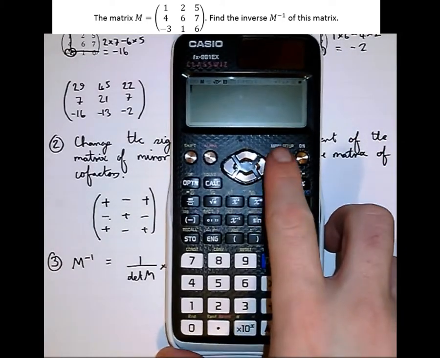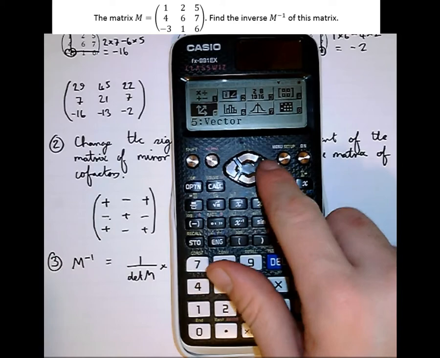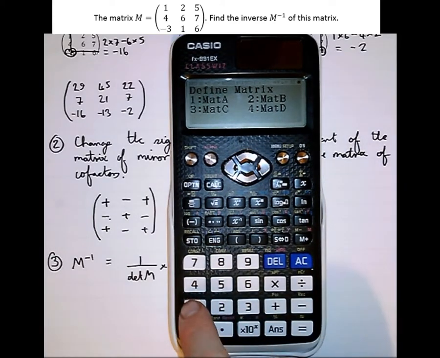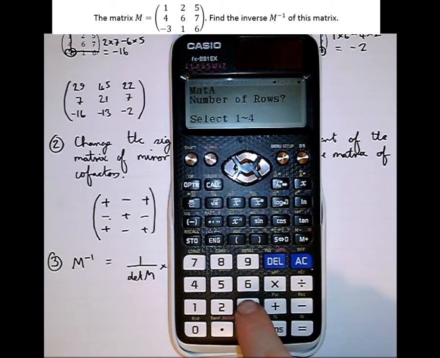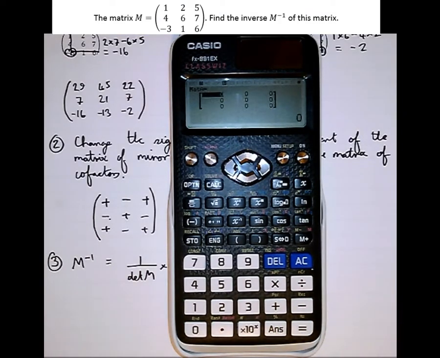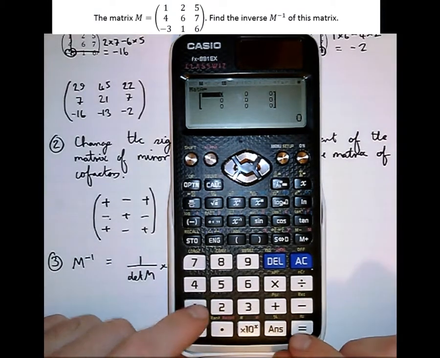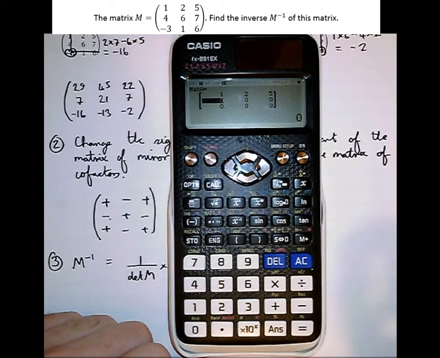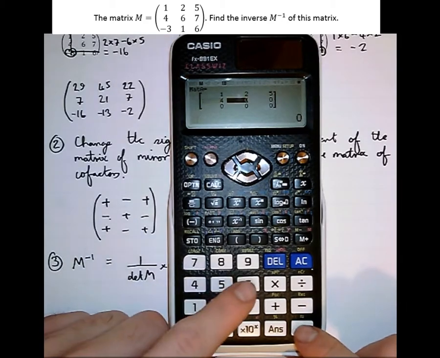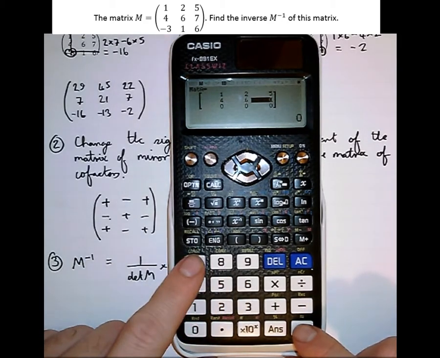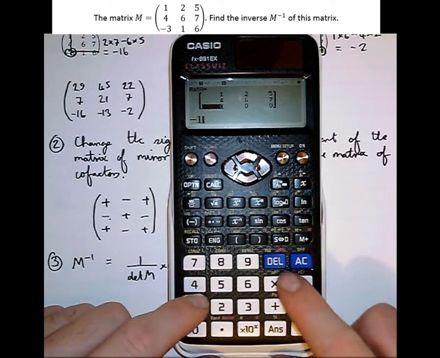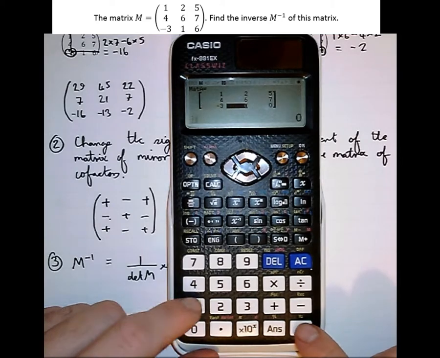So, menu, and go to matrix mode, which is mode 4 there, and we're going to define a matrix A, a 3 by 3 matrix, and the matrix M we're going to put in there. So 1, 2, 5. I prefer to say matrices in columns, but unfortunately the calculator inputs in rows. So 4, then 6, then 7, then minus 3, 1, then 6.